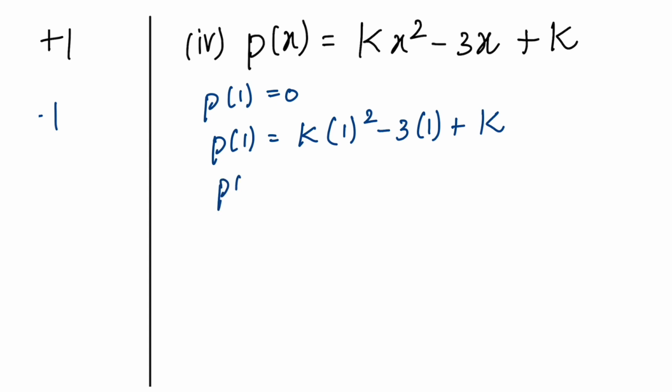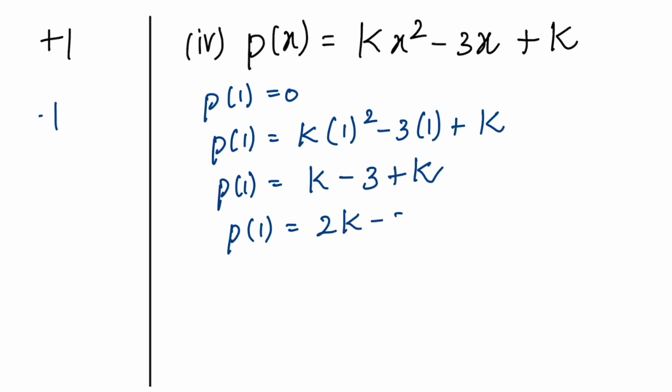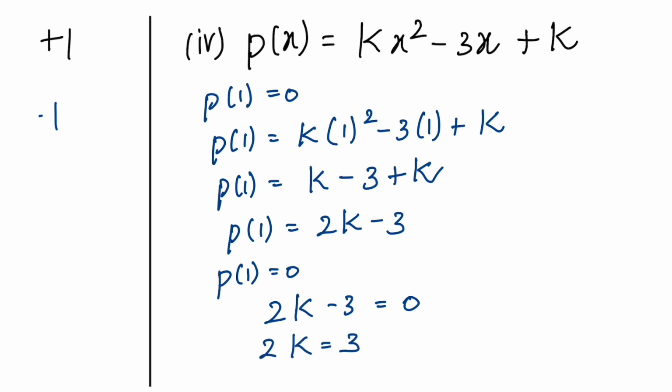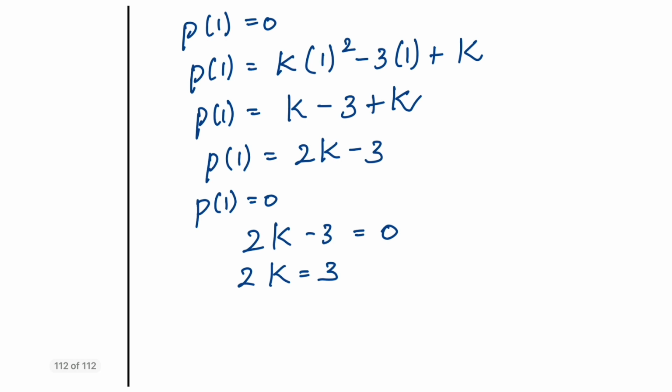So P of 1 is equal to 1 squared is 1, so k into 1, that is equal to k, and then 3 into 1, that is 3, and we have another k here. So P of 1 is equal to k plus k, that is 2k minus 3. Now we know that P of 1 is equal to 0, right? So 2k minus 3 is equal to 0. Now adding 3 on both sides, or bringing this minus 3 to the other side, you get 2k is equal to 3. Now with that you can say that k is equal to 3 by 2.